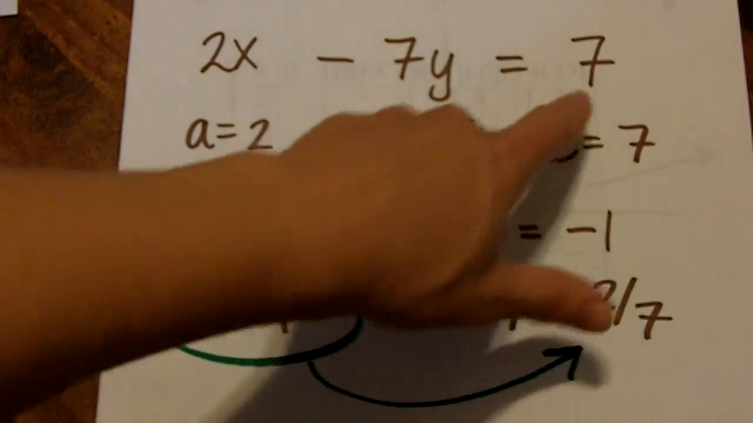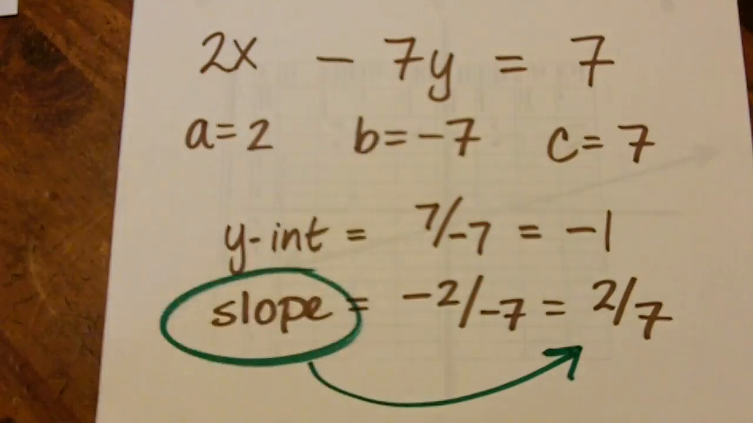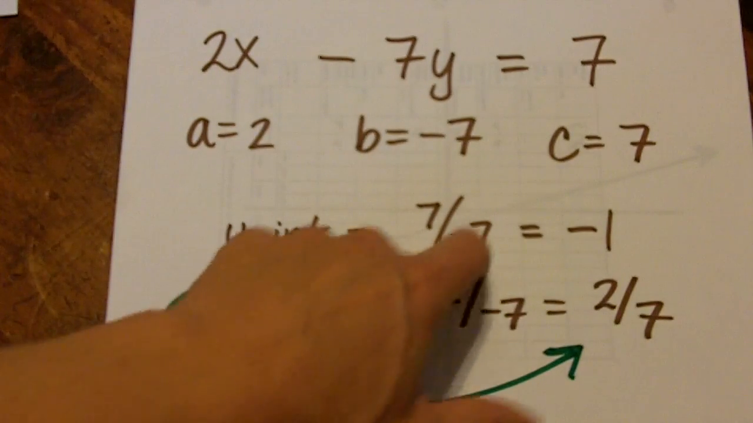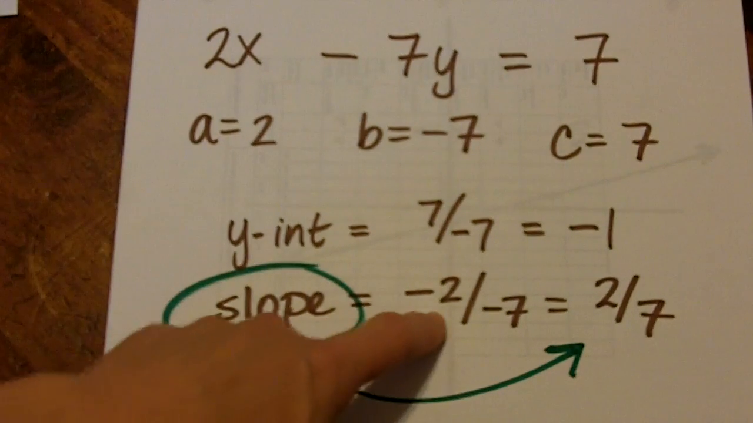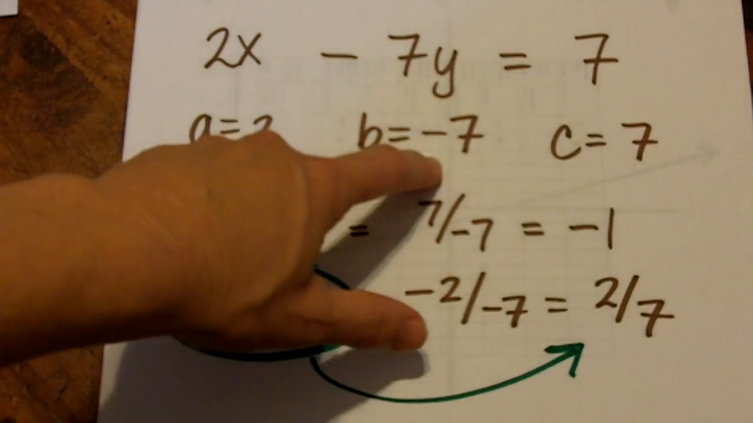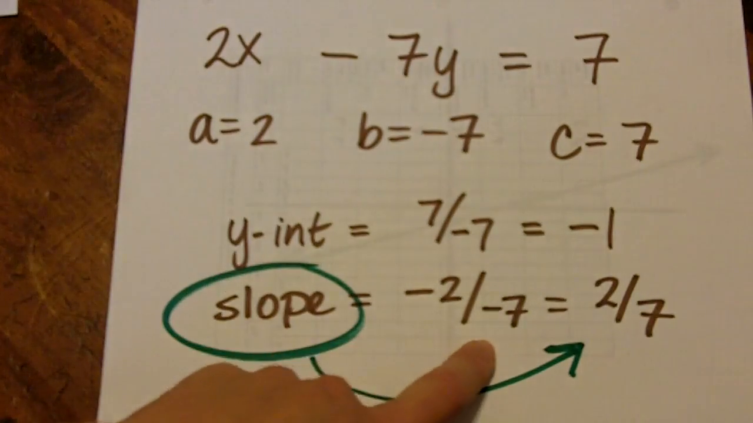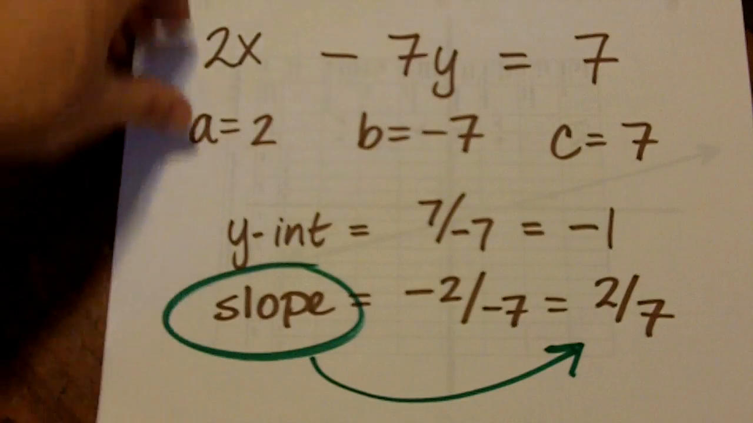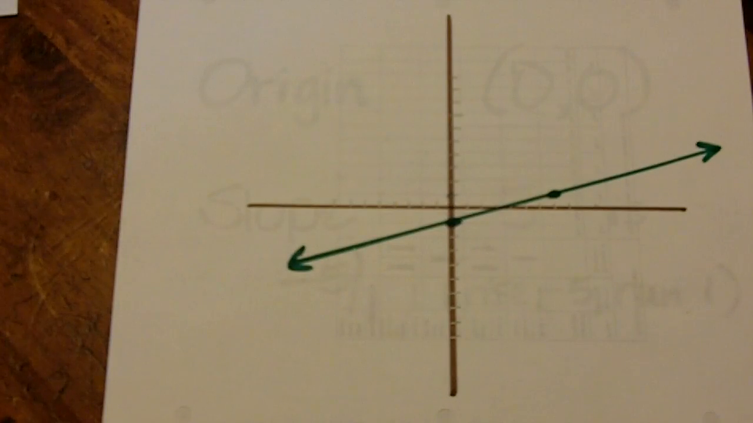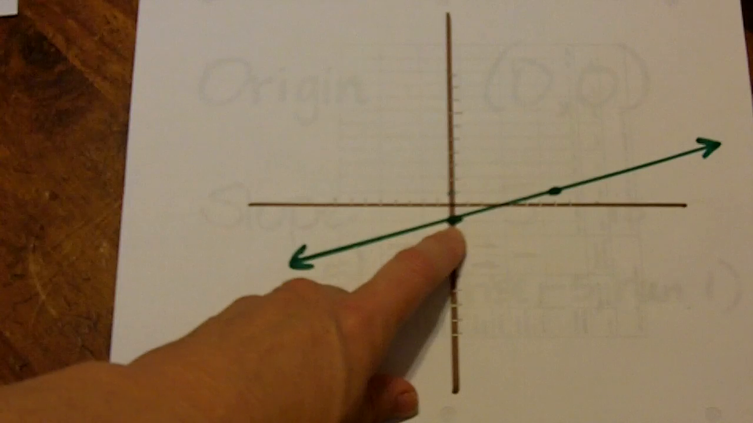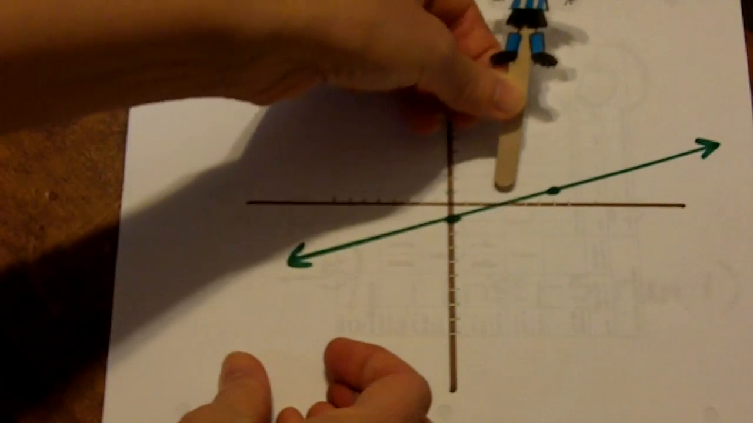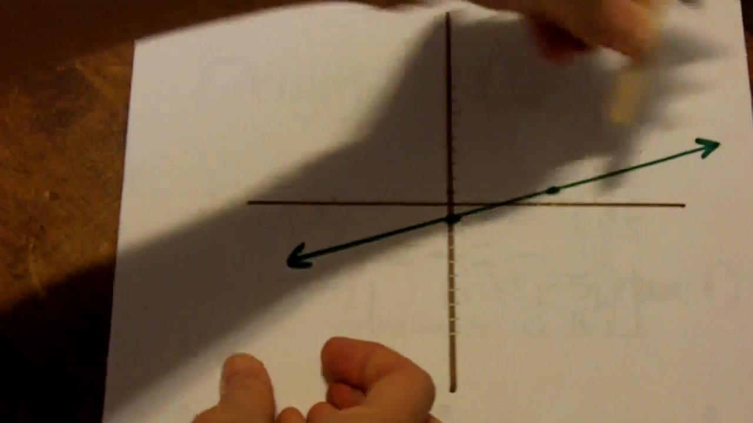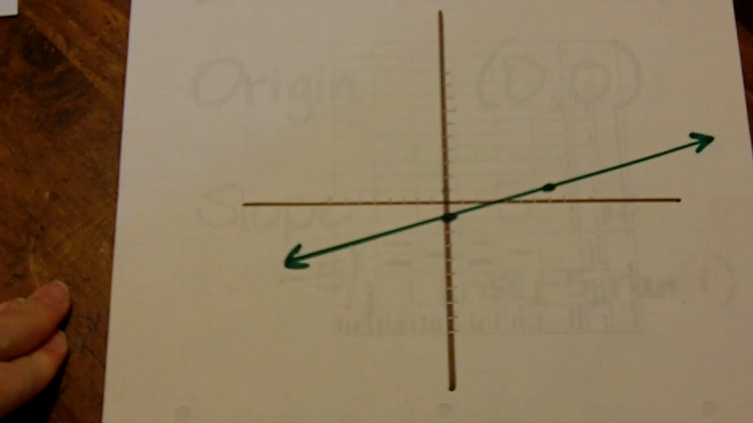Your y-intercept is c divided by b, in this case 7 divided by negative 7, which equals negative 1. Your slope is negative a, or negative 2, divided by b, negative 7. So you would have negative 2 divided by negative 7, which is the same thing as 2 over 7, or a positive slope. If you were to plot it, you would plot that y-intercept, negative 1. You would go up 1, 2, and you would go over, let me use our little soccer girl, 1, 2, 3, 4, 5, 6, 7. We would be able to connect our dots to draw a nice line.